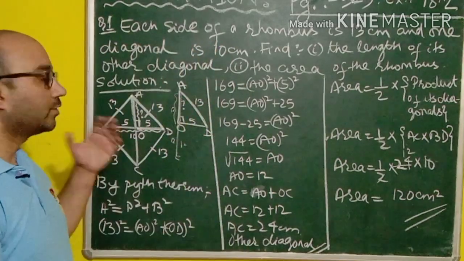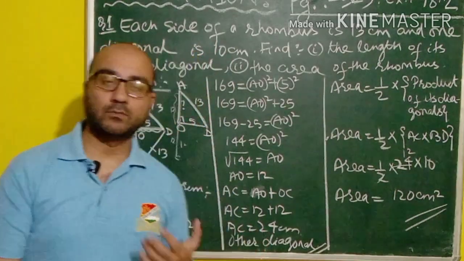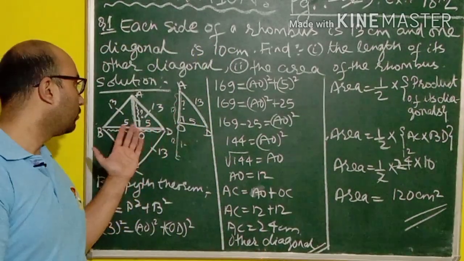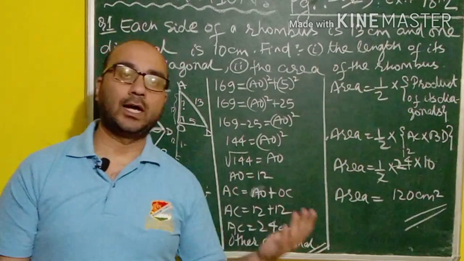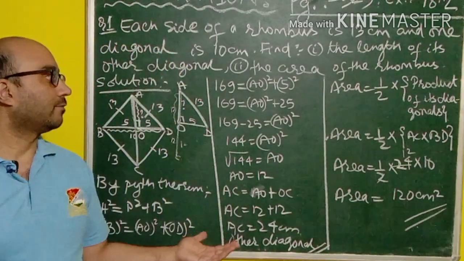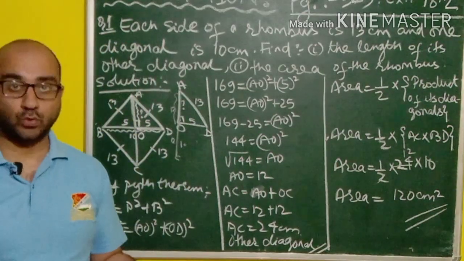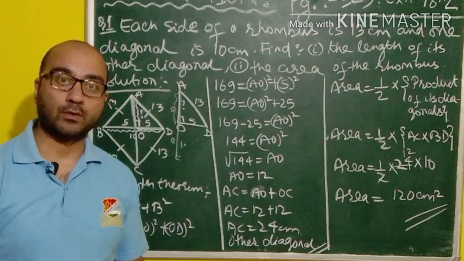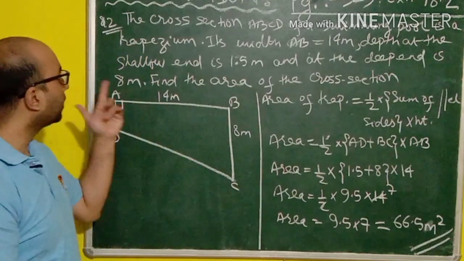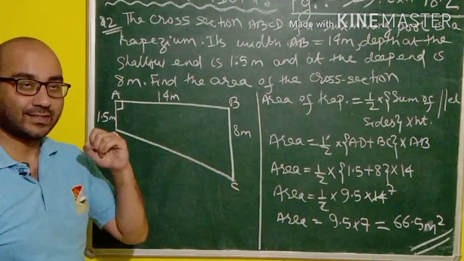Now, once we are done with question number 1, let us take some more examples. The first figure we took was a rhombus. Now let us see how we go about it when our figure is a trapezium, for example. So let us see question number 2. Now let us discuss the next question, question number 2 from exercise 18.2.